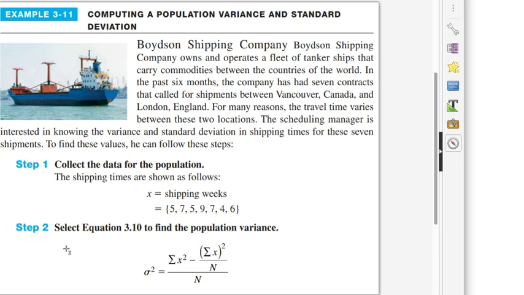Now step 2, select equation 3.10 to find the population variance. This is population because it involves all the data that they have, not just a sample. In the past 6 months, the company has had 7 contracts. That's all they have. These data are not a sample, but the entire population. Step 2, select equation 3.10 to find the population variance. This one.